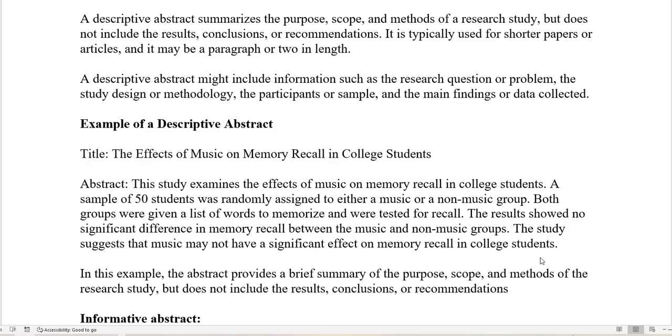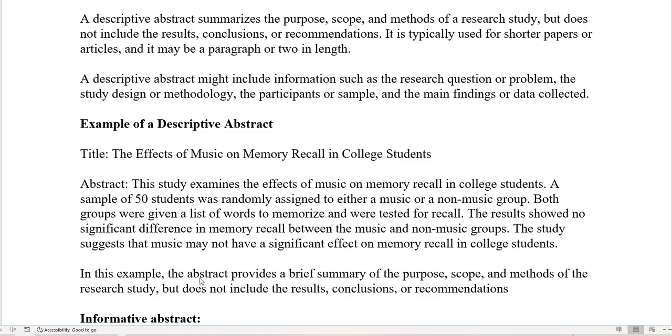So here's an example of a descriptive abstract: The effects of music on memory recall in college students. This study examines the effect of music on memory recall in college students. A sample of 50 students was randomly assigned to either a music or a non-music group. Both groups were given a list of words to memorize and were tested for recall. The results showed no significant difference in memory recall between the music and non-music groups. The study suggests that music may not have a significant effect on memory recall in college students.